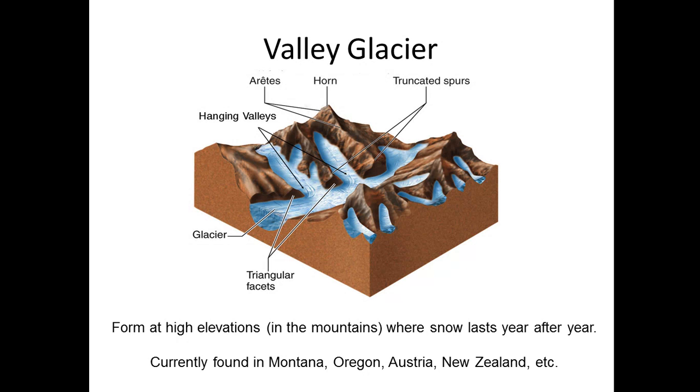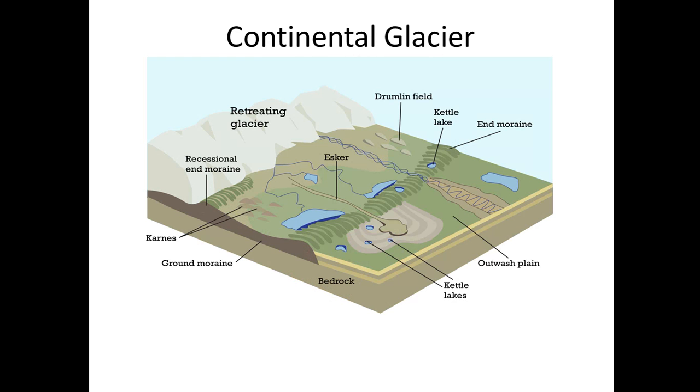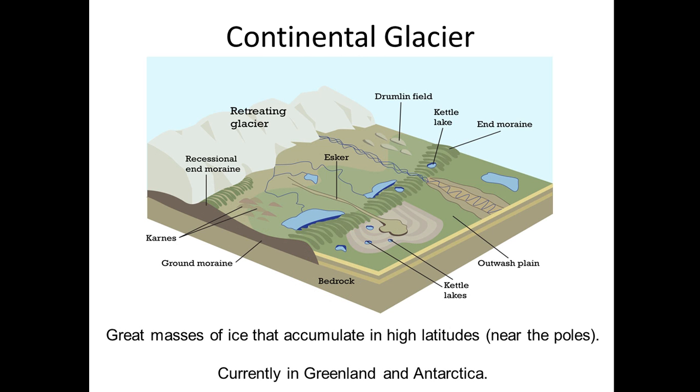The second kind of glacier is what we call a continental glacier. And if we think of that word continental, it reminds us of continents, which are very large pieces of land. So a continental glacier is just that as well. It's a great mass of ice. It's very, very large, and it accumulates in high latitudes, so up near the poles. Currently, we have continental glaciers in Greenland and in Antarctica.